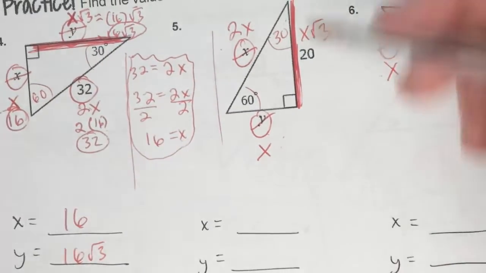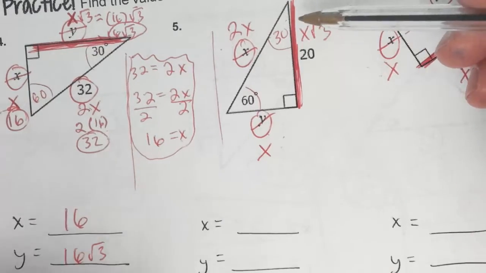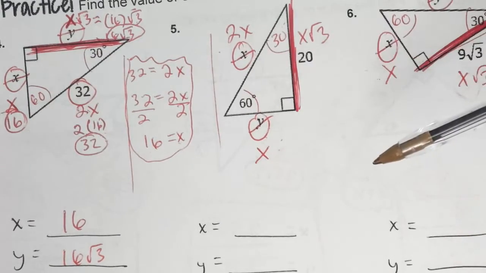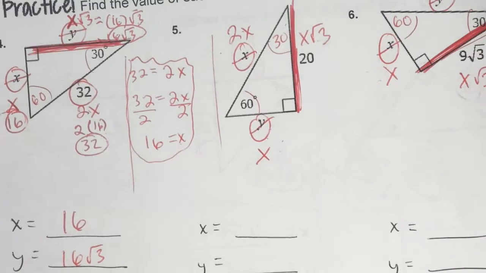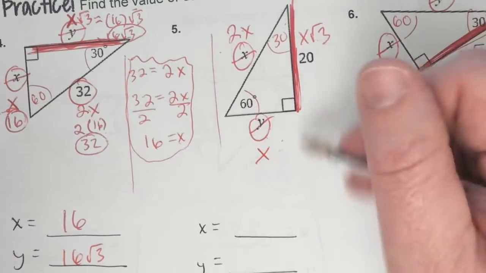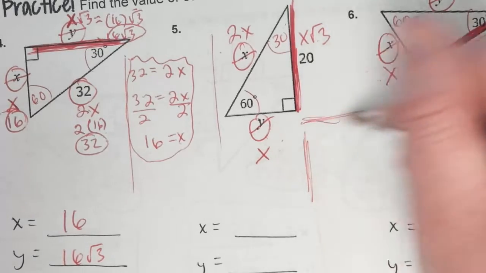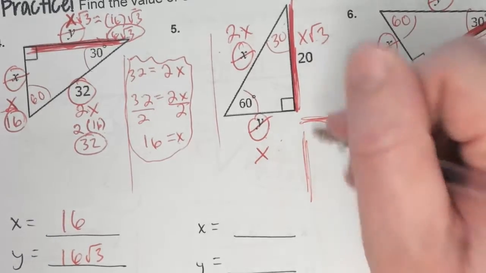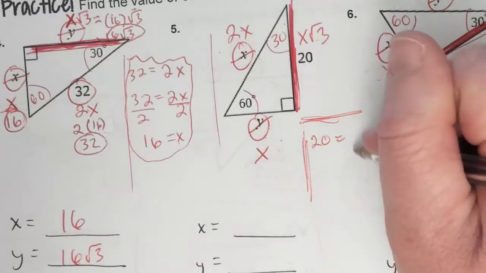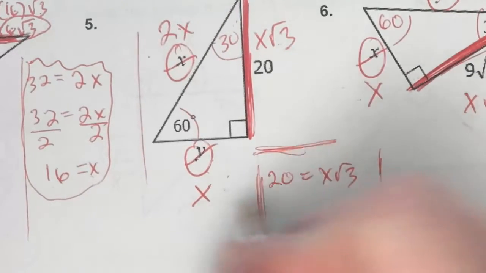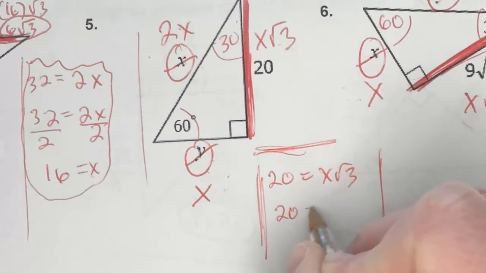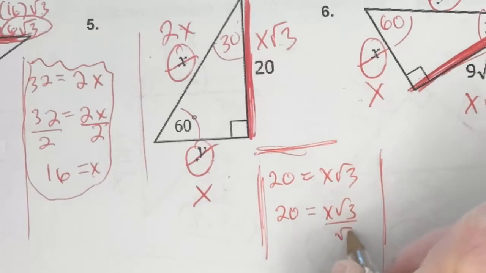Okay, so on number 5, step 1, ignore your variables. Step 2, label x radical 3, and 2x. Awesome. Step number 3, solve for x. So set the side number, 20, equal to what you labeled as, x radical 3. All right, so I'm going to zoom in a little bit here. We are going to divide both sides by radical 3.